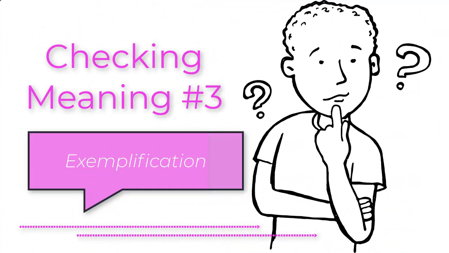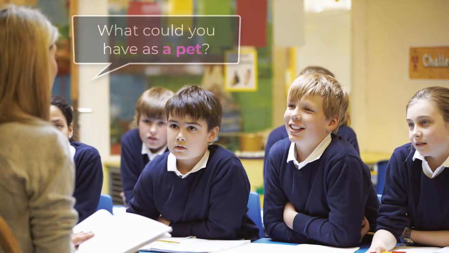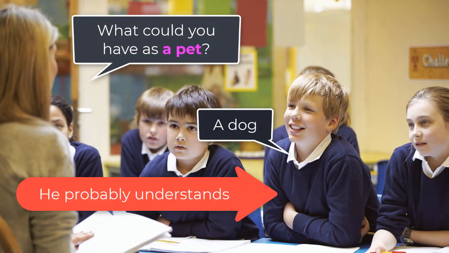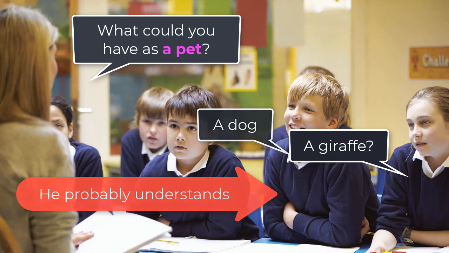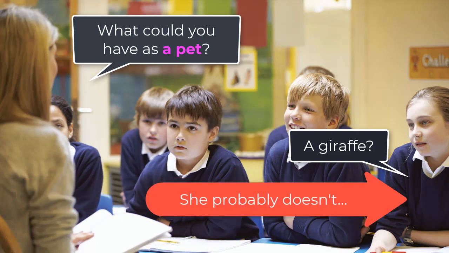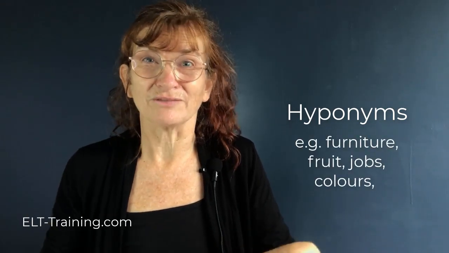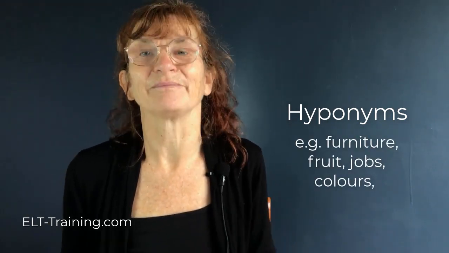Number 3, exemplification. What can you have as a pet? Getting them to give examples is particularly useful when you're talking about teaching hypernyms. That means a category of things that's got lots of hyponyms in it, for example, like this.